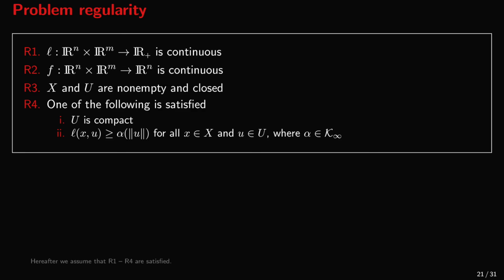We can now state certain conditions under which the dynamic programming recursion converges to the infinite horizon value function. Firstly, we need to state 4 regularity assumptions. These are that the stage cost is a continuous function, the system dynamics f is a continuous function, the sets of constraints X and U are closed, and either U is a compact set or L is above a K-infinity class function of the norm of u. In other words, the growth of L is controlled by the norm of u.